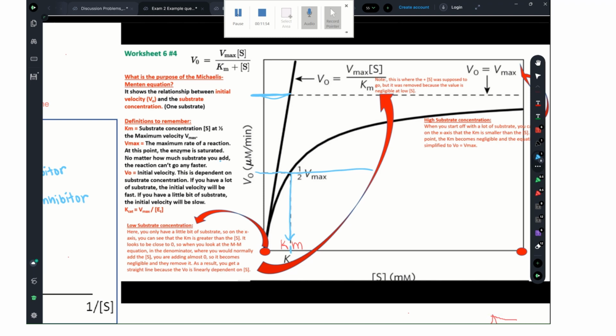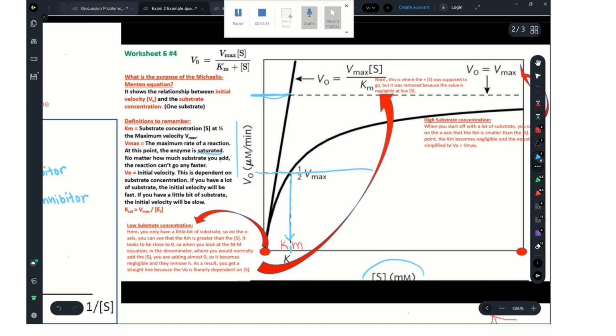And remember, the x-axis is the substrate concentration. Here they're giving it to you in millimolar, and on the y-axis we have the velocity in micromolar per minute. So anytime you have to do math, make sure that you convert. Okay, so we have our Vmax, half of Vmax, and our Km value. Now, the Vmax is the maximum rate of the reaction. At this point, the enzyme is saturated.